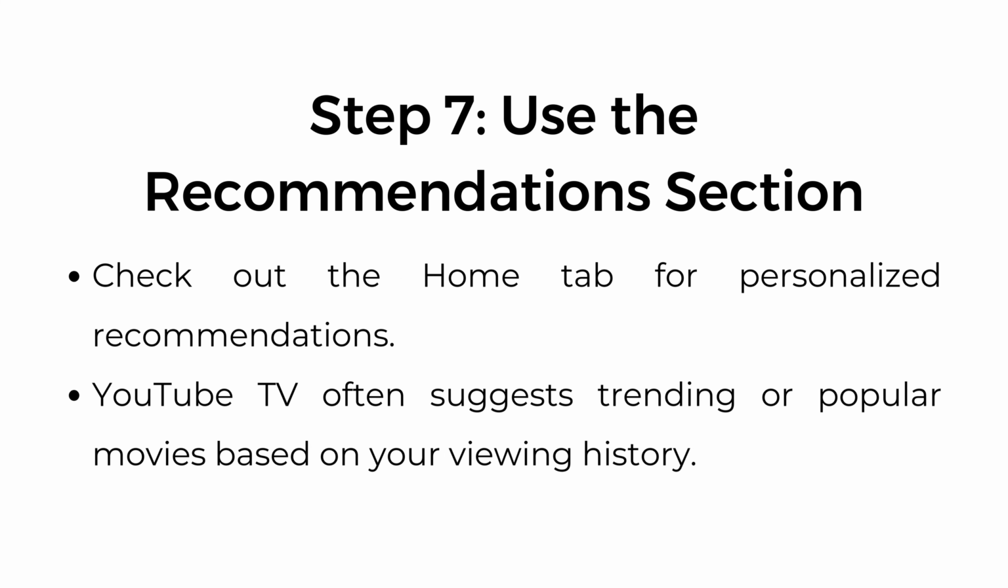Step number 7, use the recommendations section. Check out the Home tab for personalized recommendations. YouTube TV often suggests trending or popular movies based on your viewing history.